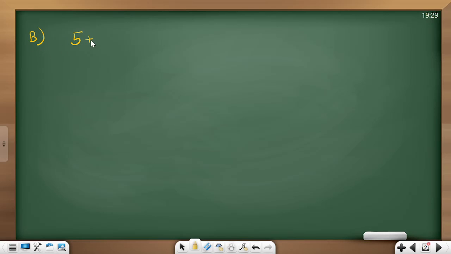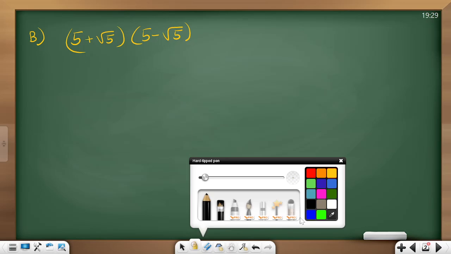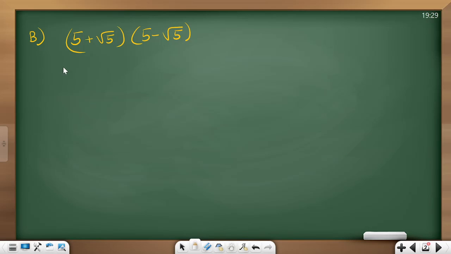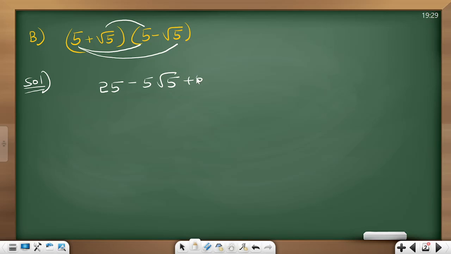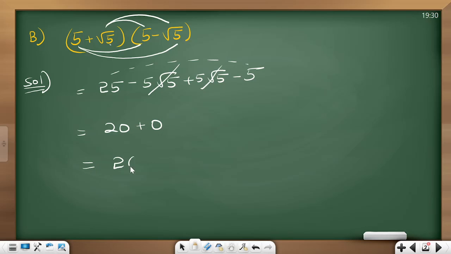That is 5 plus root 5 into 5 minus root 5. So if you see here, 5 into 5, 25. 5 into minus root 5, that is minus 5 root 5. Root 5 into 5, that is plus 5 root 5. Root 5 into minus root 5, that is minus 5. So you are going to get 25 minus 5, that is 20, and minus 5 root 5 plus 5 root 5 gets cancelled, that becomes 20. Therefore that is a rational number.